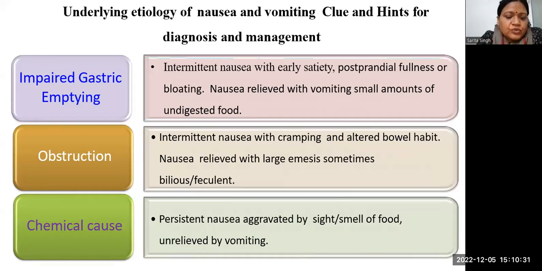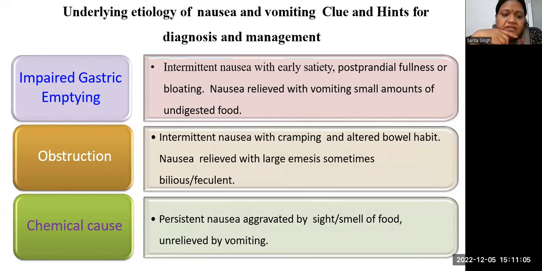Next. These are some clues by which you can guess the basic cause of the nausea or vomiting. When there is impaired gastric emptying, how will you diagnose it? There is intermittent nausea with early satiety, postprandial fullness or bloating, and nausea relieved with vomiting of small amounts of undigested food. When you find these features, then you can guess that this is gastric.